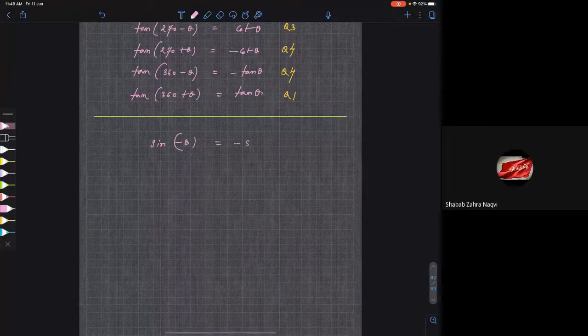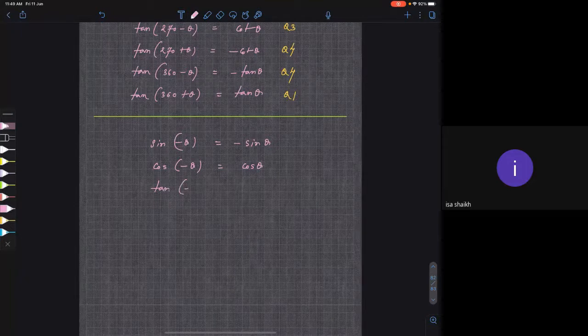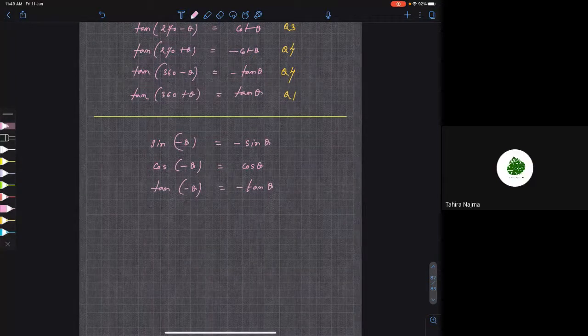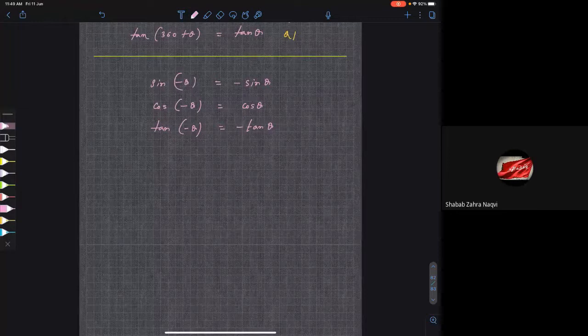Minus sin theta. Cos of minus theta is equal to cos theta, and tan of minus theta is equal to minus tan theta. Clear? Are you getting my point?